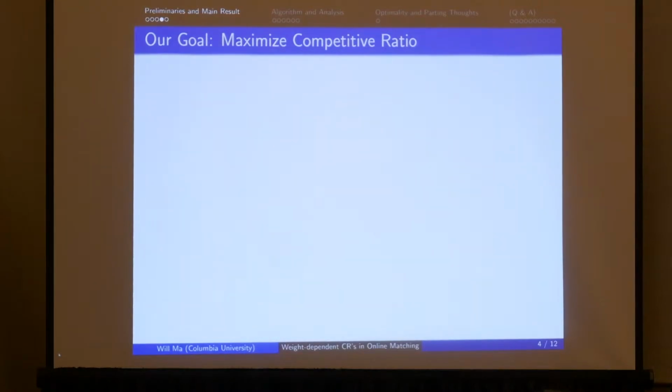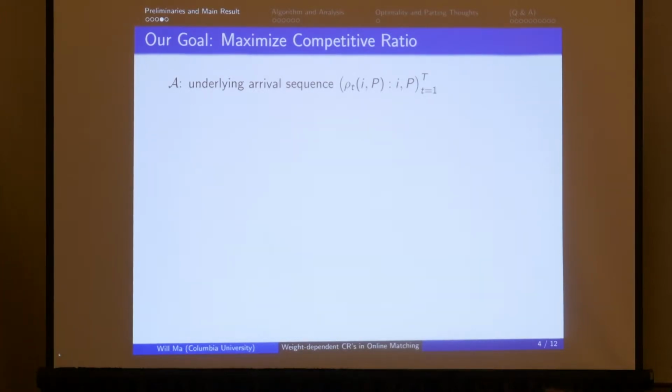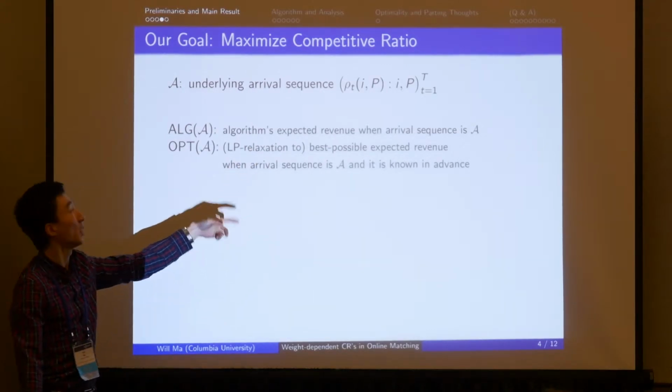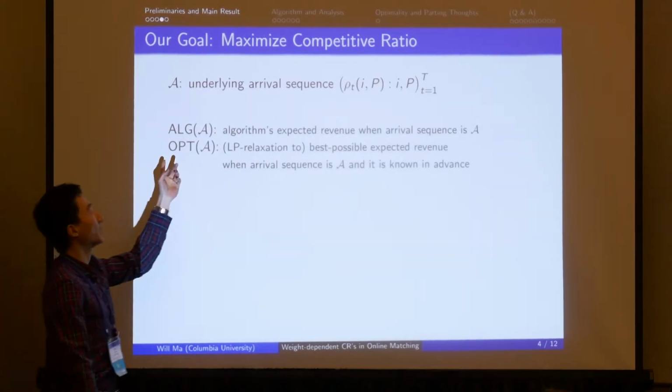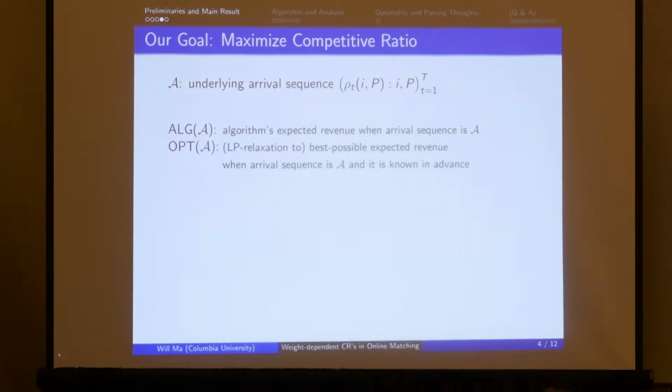Okay, so our goal is to maximize the competitive ratio. What does that mean? So there's some underlying arrival sequence A, which is characterized by the total number of customers and the purchase probabilities for each one. And I'm going to let ALG(A) denote the algorithm's expected revenue when the arrival sequence is A, and OPT(A) be the best possible expected revenue I could have earned when the arrival sequence is A and I knew it in advance. This is actually given by an LP relaxation, where the inventory constraints only need to hold in expectation. But essentially the key thing is the optimum knows the arrival sequence in advance.